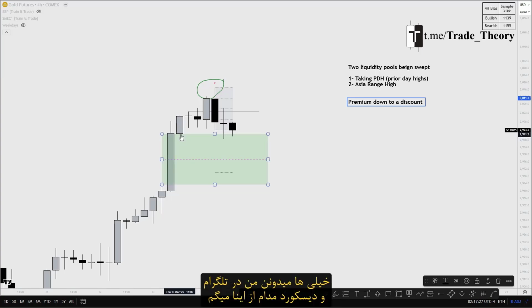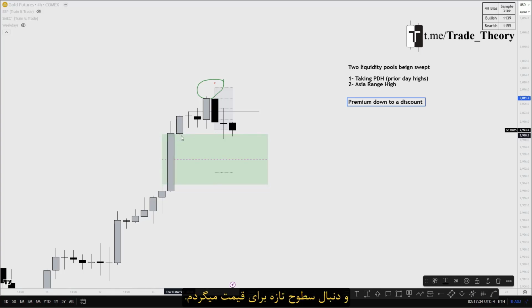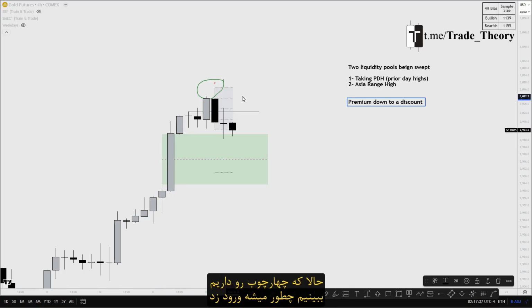If you guys have been in my Telegram, if you guys have been in the Discord, within mentorship, you know that I always talk about this. I want to see a level that's not been traded to in order for me to look for entries. Now that we have this framework in mind, let's go down to the lower time frames to see how I was able to enter on this.